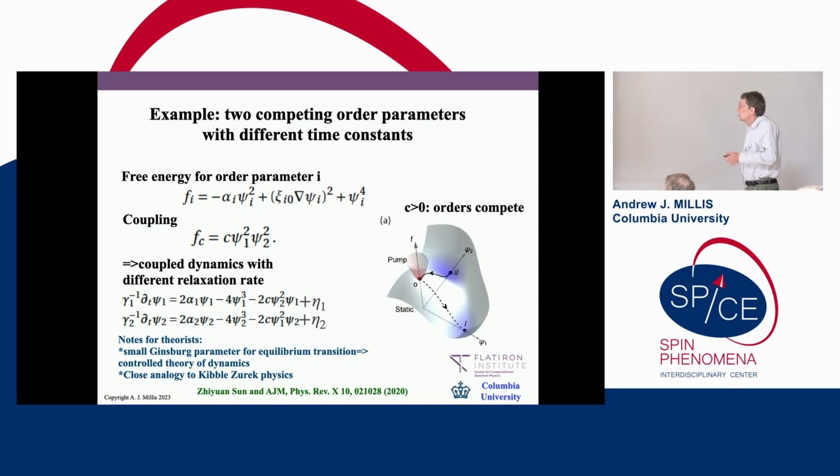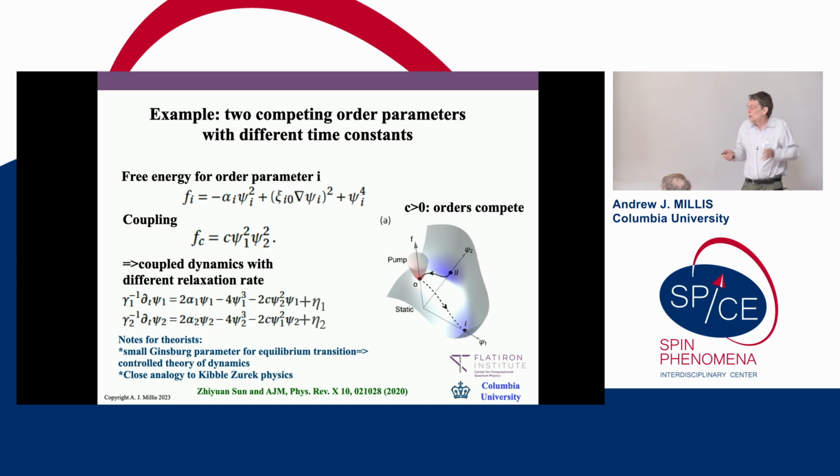OK, so here we considered a model with two competing order parameters that have two different time constants. This picture, which is a little bit hard to read, is supposed to show you the equilibrium free energy landscape. So we have two fields. There's a term in the free energy which makes them compete with each other or cooperate. If this coefficient is positive, then if you have two, you don't want to have one, and conversely. So that gives you this free energy landscape where there are two minima, one associated with field 2 and one associated with field 1.